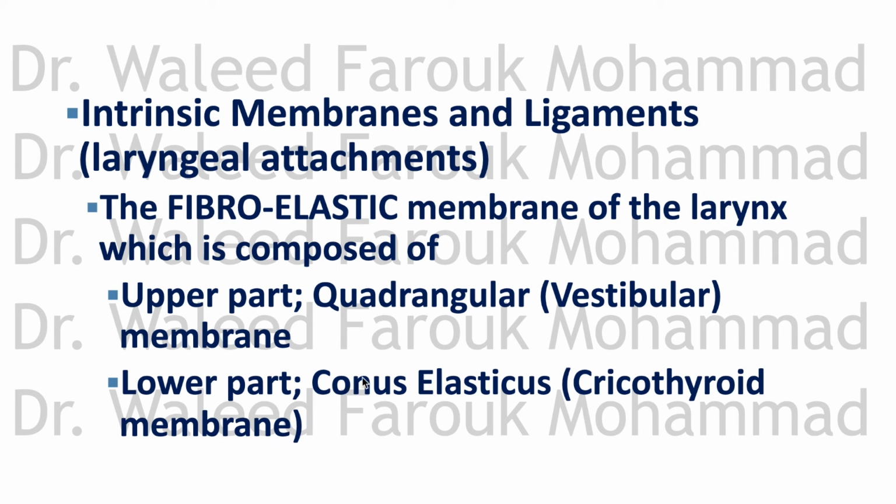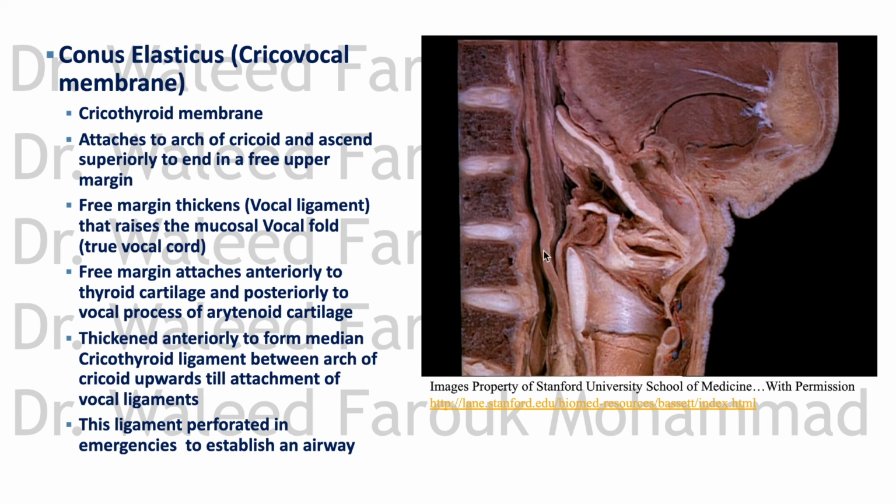So we have the upper part, which is quadrangular, called the quadrangular or vestibular membrane, and we have a lower part which is called the conus elasticus or the cricothyroid membrane. But together they are called the fibroelastic membrane of the larynx. Don't forget this. Okay, conus elasticus. We can call it the cricovocal membrane.